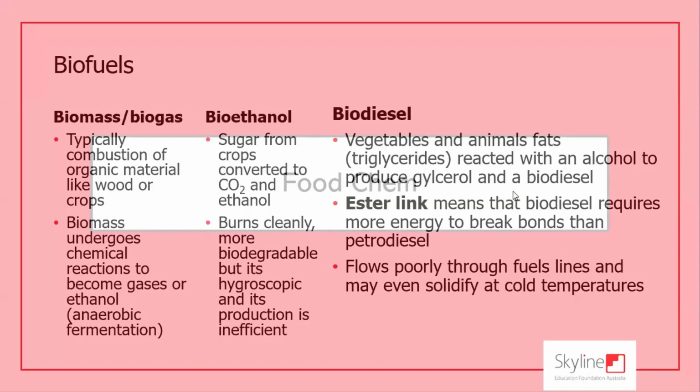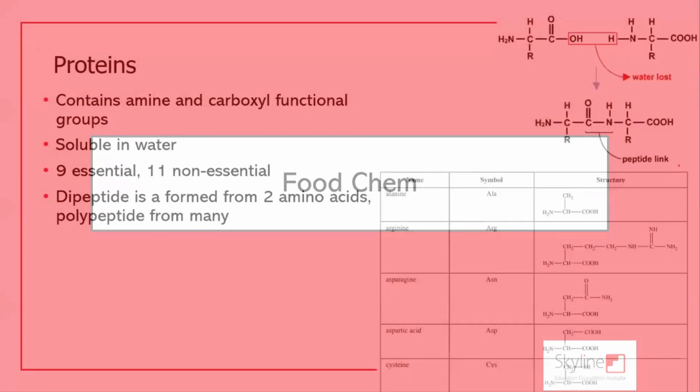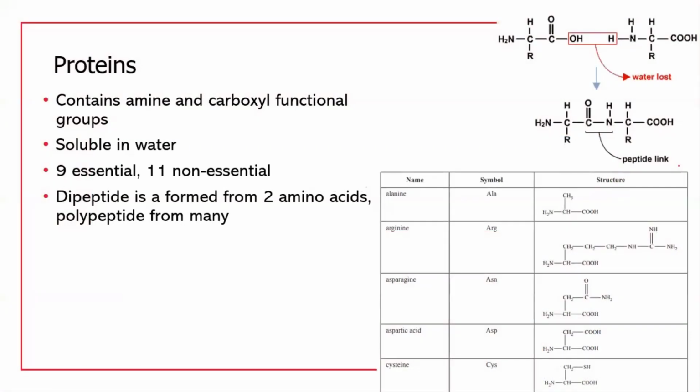Okay, final part, food chemistry. Pretty basic stuff. You guys should know this. Should have just covered this, but there's a few basic ideas. We have proteins. Proteins contain an amine and a carboxyl functional group. So on one side there's an amine, on the other side there's a carboxyl.